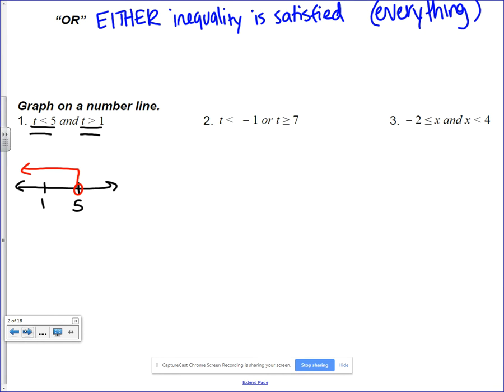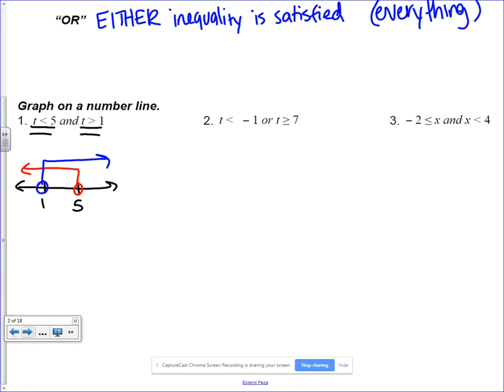If I look at the second one over there, what kind of circle is going to go on the 1? Open. And which way are we going to shade? To the right. Now, is this an and problem or an or problem? And, which means, does that mean I want the overlap or everything? I wrote up there the overlap for and problems, yes?